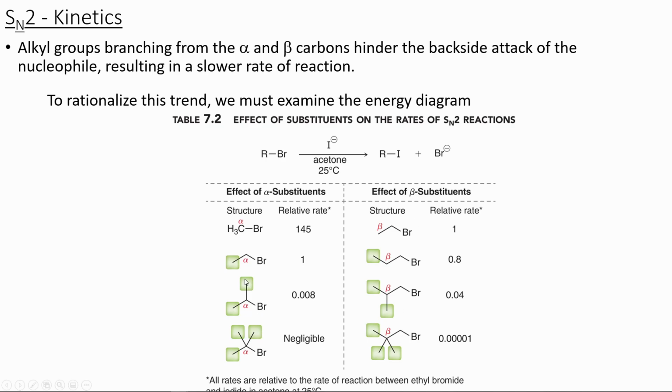The further away the branching is, the less effect it's going to have on the relative rate of the reaction. But substituents at the alpha position are going to have a fairly large effect on the rate, whereas substituents at the beta position will have a much smaller effect on the rate of the reaction. But you can see even in this molecule here, we have a tertiary carbon in the beta position, and we still have a pretty significant decrease in the rate of the reaction.